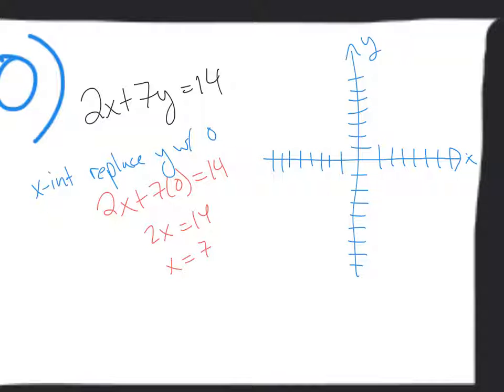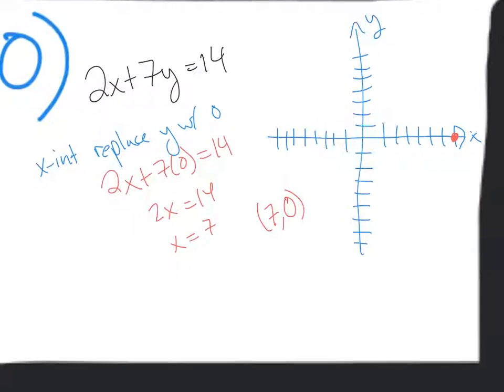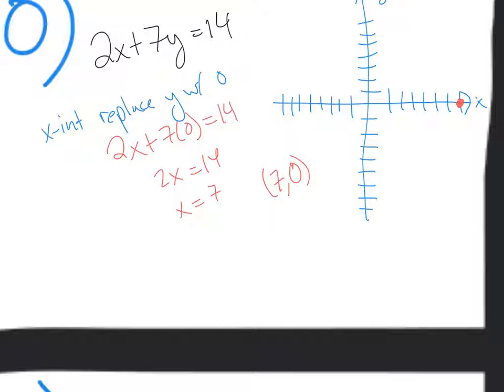So here, my x-intercept is just going to be the point 7, 0, and what did it take to get that 7? I plugged in a 0 for y. So we can go ahead and make that point on the graph. That would be right here at 7, 0. So that's your x-intercept.